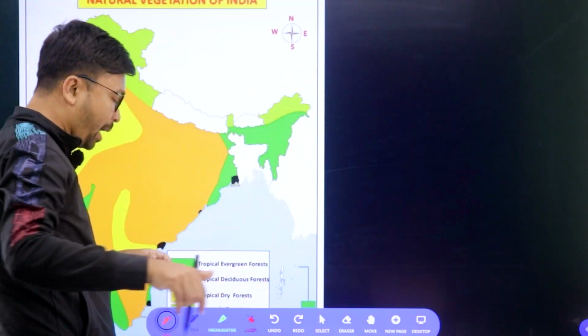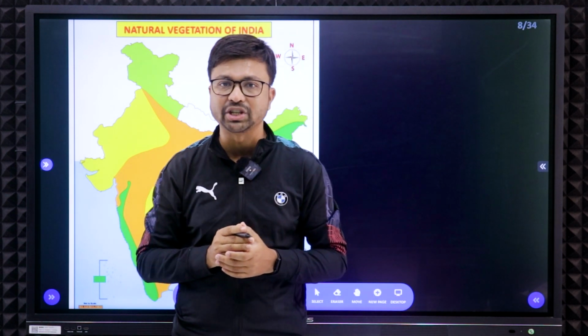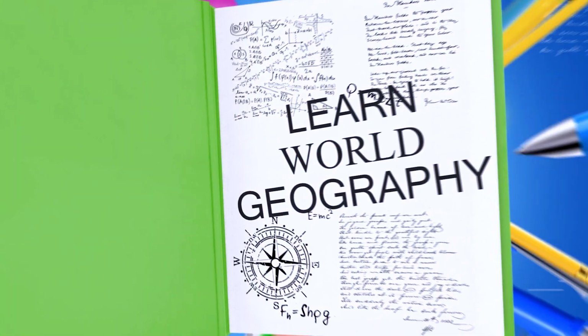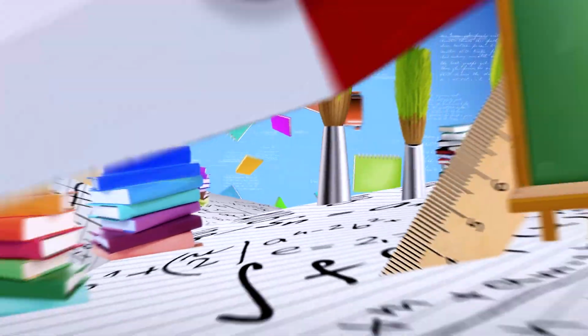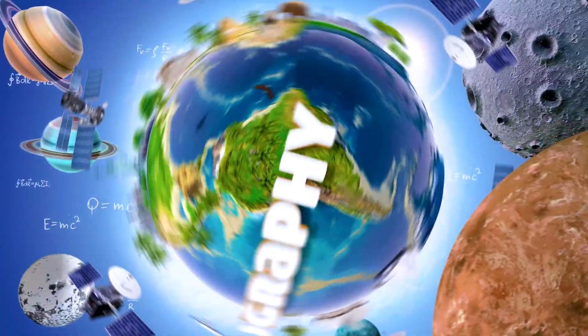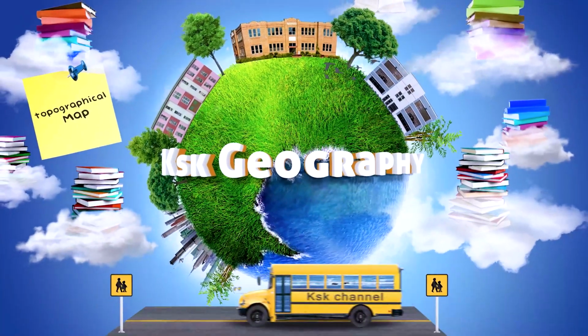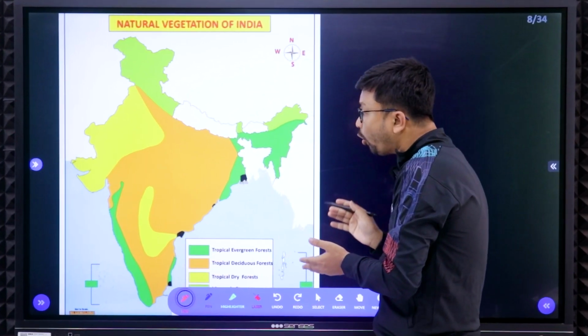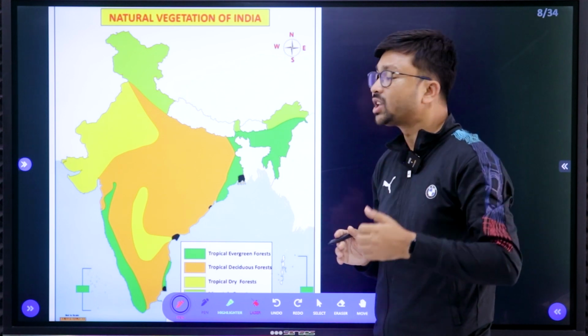Now we need to discuss these types of vegetation. What are the required conditions for growing such types of vegetation? What are the characteristics of such vegetation? What are the uses of such vegetation, as well as the distribution pattern in India of different types of vegetation. So first you should see overall the distribution pattern of those natural vegetation.